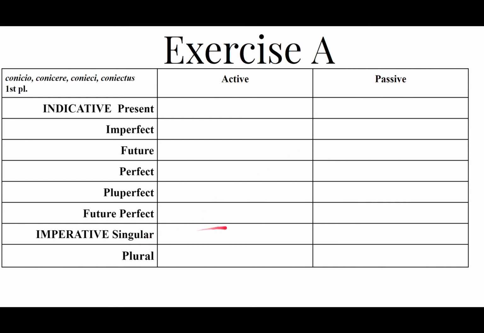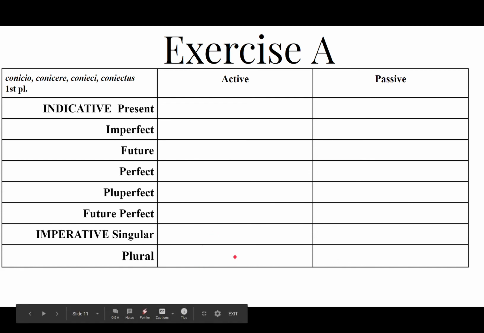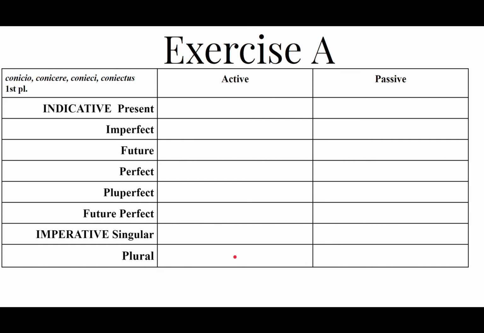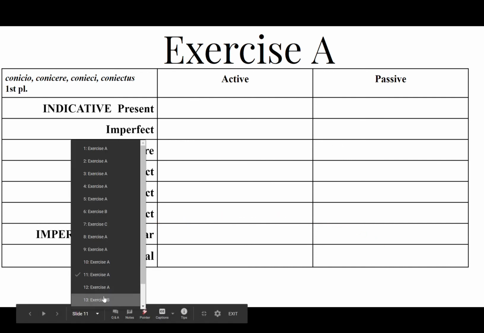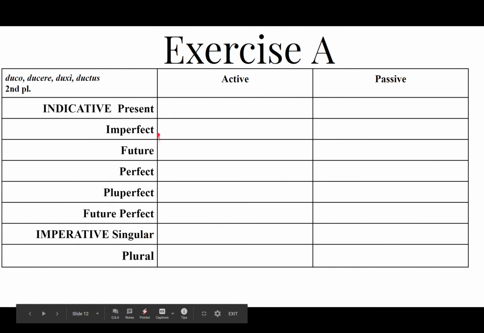For the imperative singular active, second principal part, chop off the re: conice. For the passive, second principal part, conicere. For the imperative plural active, you have conicite. And then for the passive, conicimini. Optime. Very well done. So we're moving on to the last one.